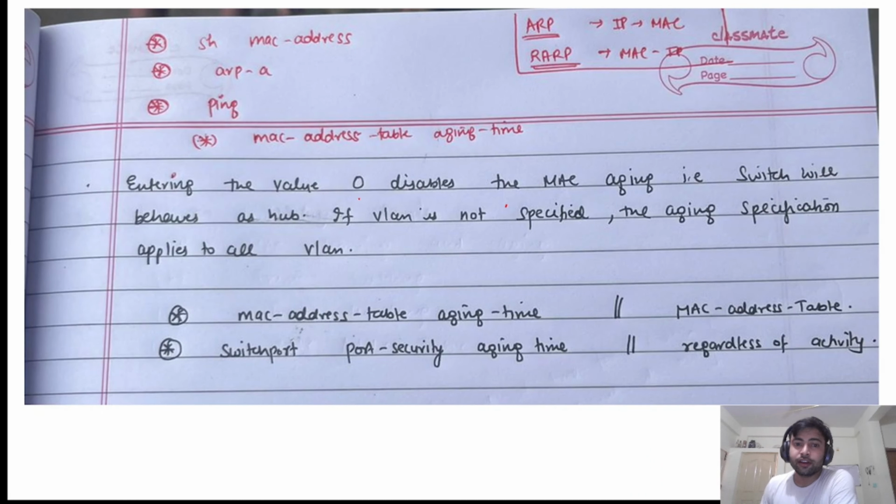So entering the value 0 disables the MAC aging. That is, the switch will behave as a hub. Understand, if MAC address entries are not going to happen, the switch will behave like a dumb device. So in that way, this will act as a hub. And if VLAN is not specified, the aging specification applies on all VLANs, because VLANs allow MAC learning.